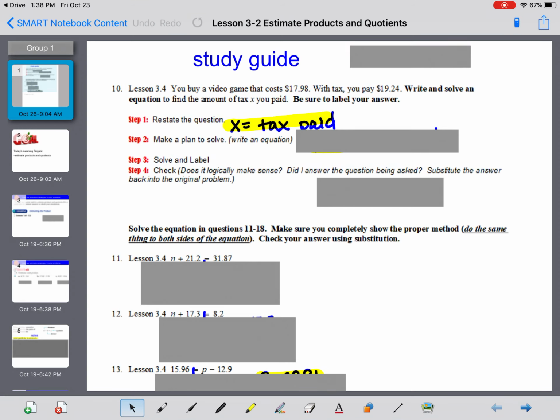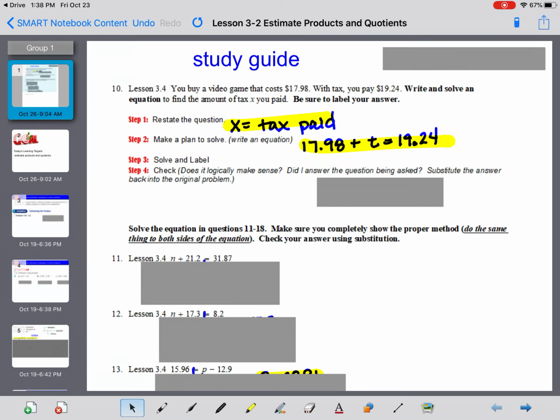The first thing I see is that I need to define my variable. My variable, X, represents the tax that I'm going to pay. When I make a plan to solve, I write an equation. My equation is $17.98 for the video game, plus my tax equals the total amount of $19.24.